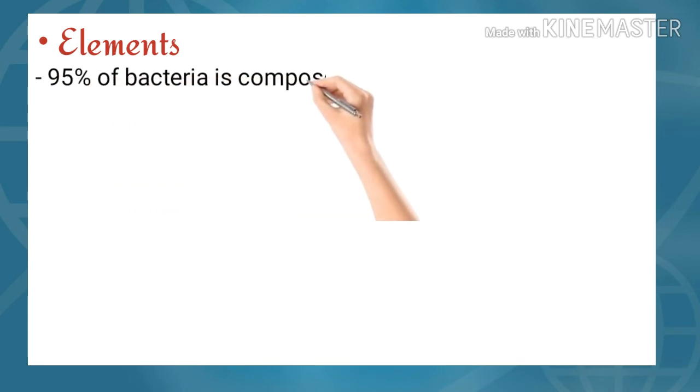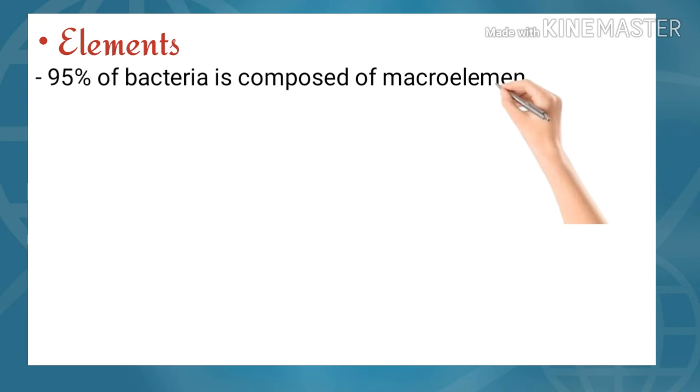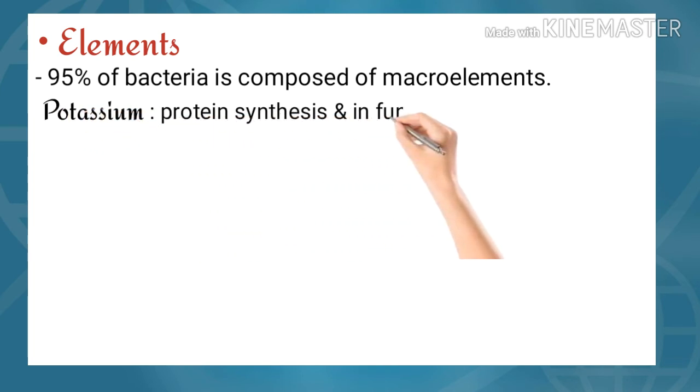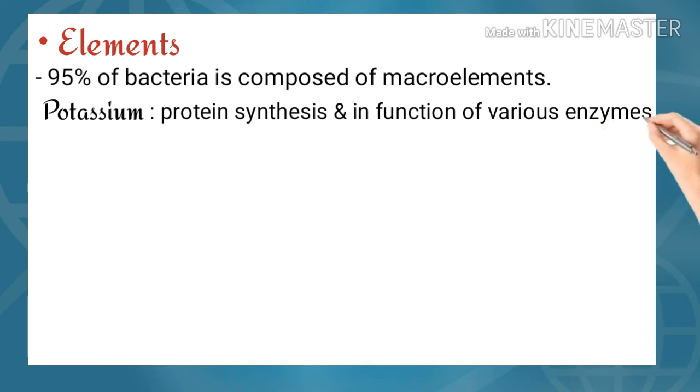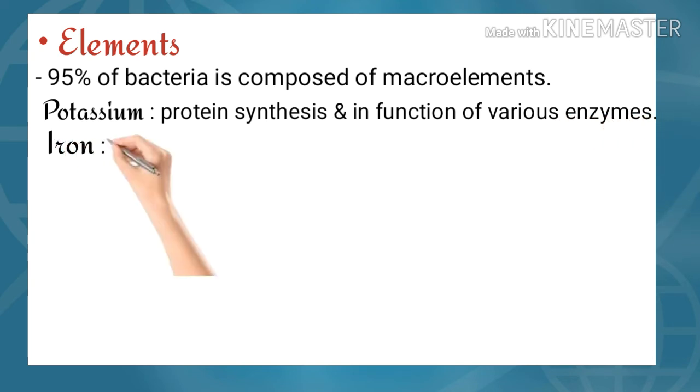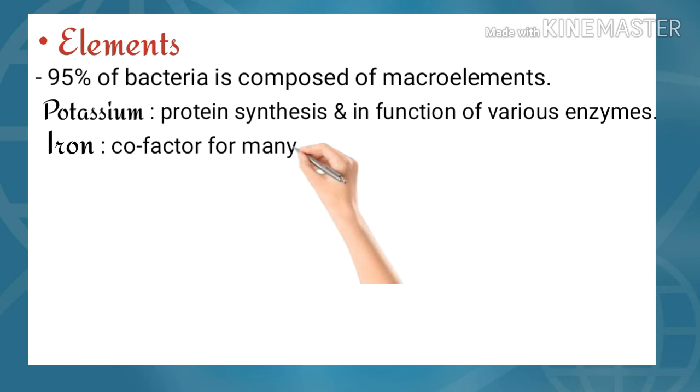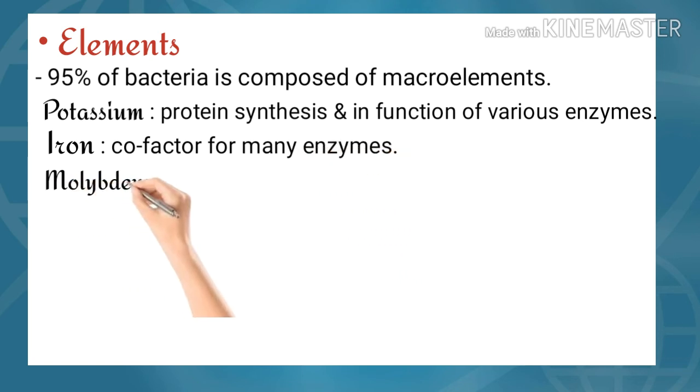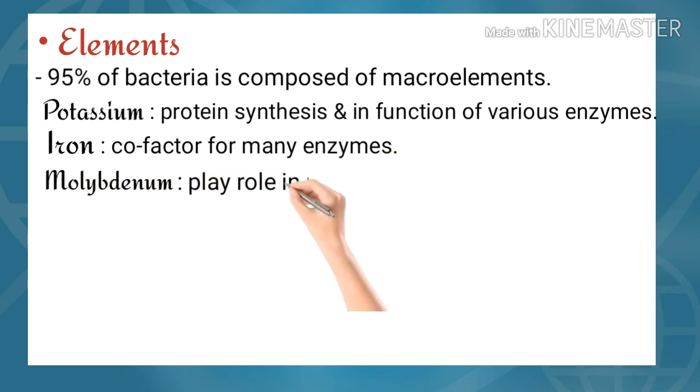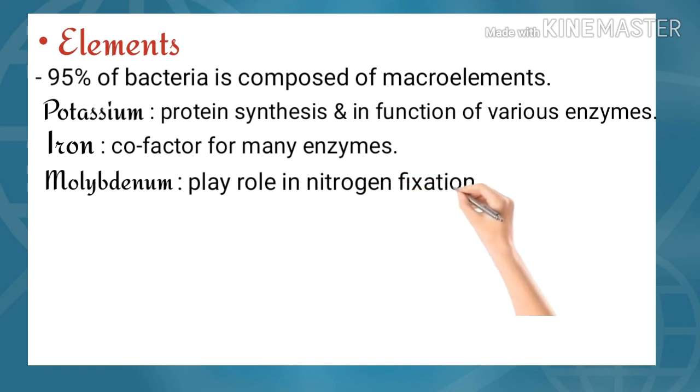We should also know about the various elements that are required by bacteria. About 95% of bacteria is composed of macroelements, while the rest are microelements or trace elements. Potassium, it is used in the protein synthesis and in function of various enzymes. Iron is required as a cofactor for many enzymes. Molybdenum is required in the nitrogen fixation.